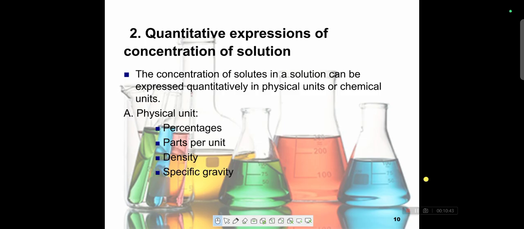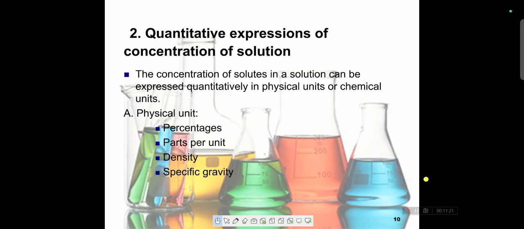Next is parts per unit. When you define the concentration in parts per unit, for example in air, someone says that 2.5 ppm are present in the air. So parts per unit is also an expression of the concentration of a solution. The next physical unit is density. For example, you are telling how dense your blood is. Your blood is more dense than water. What is the density of hemoglobin, you are telling? So in terms of density also you can express the concentration of a solution.